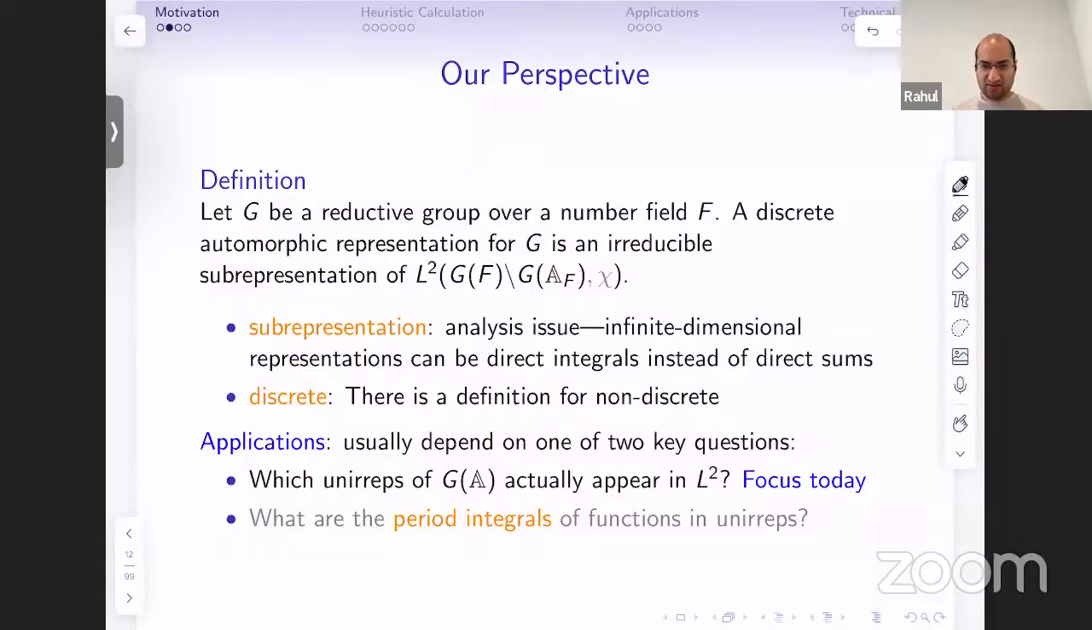Okay, so that's the perspective that we're going to take on automorphic representations. Does anyone have any questions at this point?